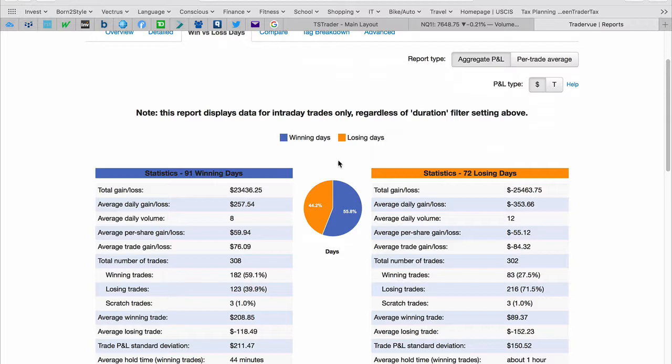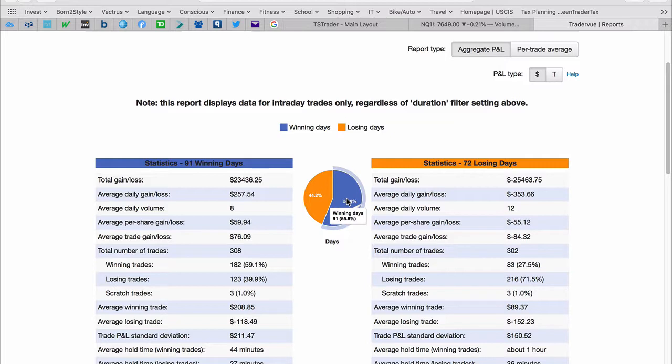And you've got more of the same thing here. You see, losing, this is the days. So this is comparing your days. As far as trading days, my accuracy is up. I have more winning days than losing days, but I'm still at 72 losing days and 91 winning days.